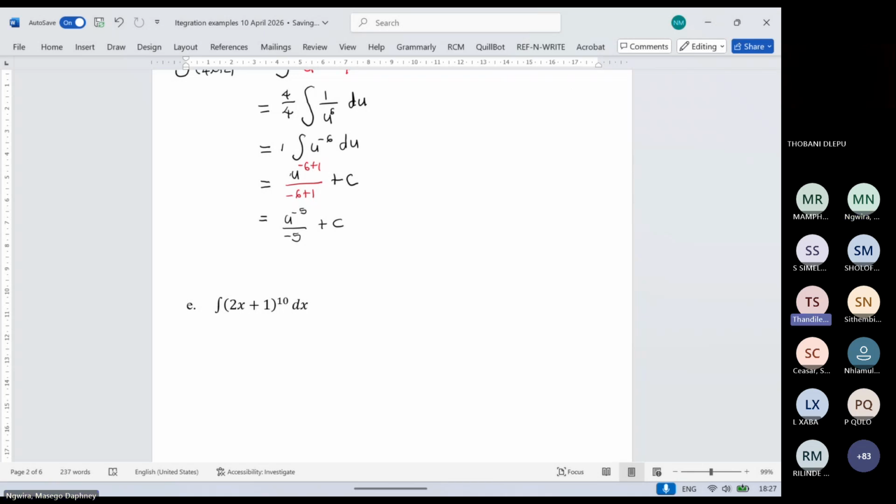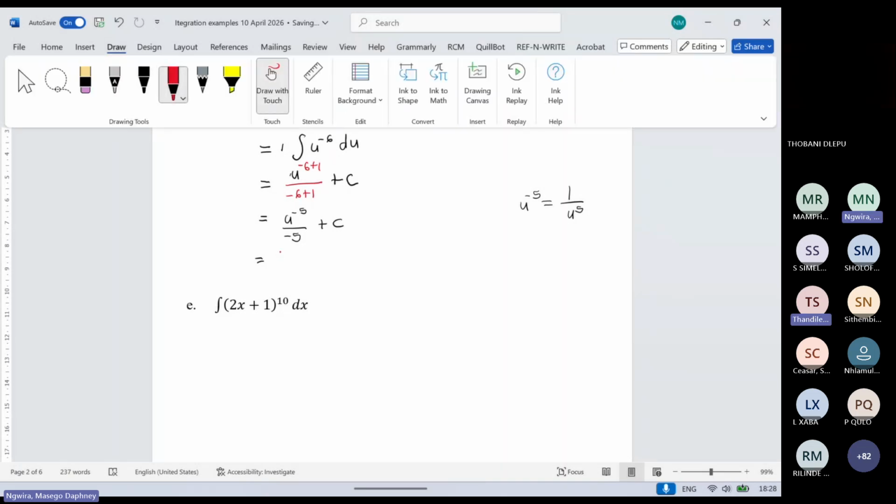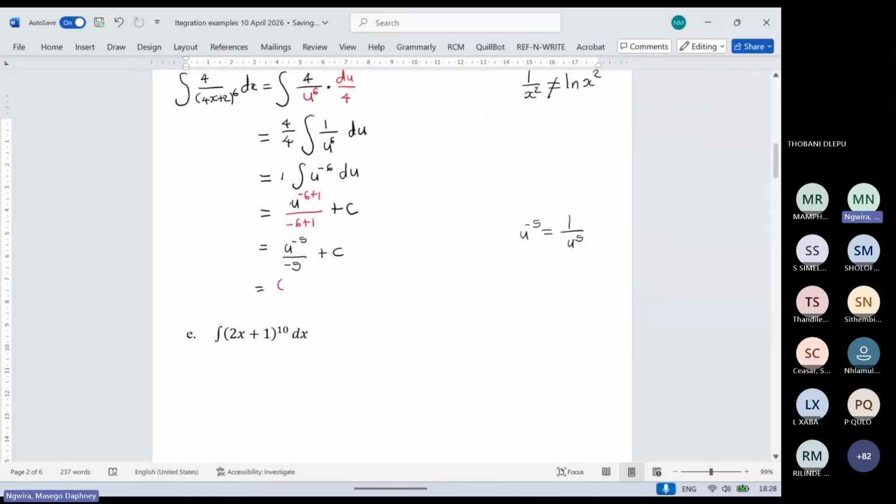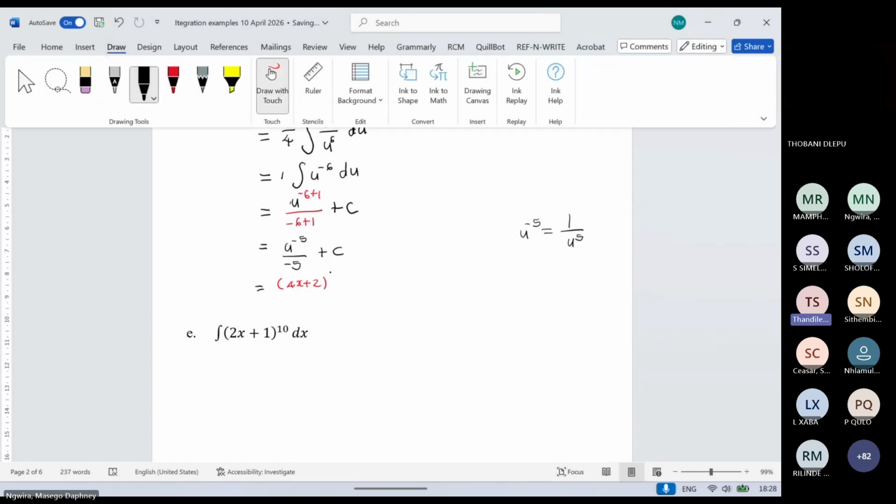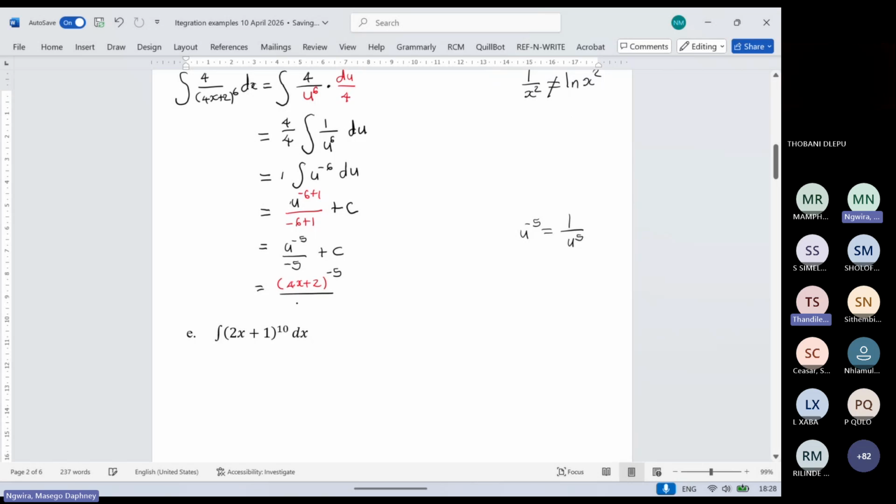Then we have to write it in its original form. u to the power of -5 is the same as... so you said I must change this into its original form. Yes. We said u is 4x plus 2, so it's 4x plus 2 to the power of -5, over -5, plus c.